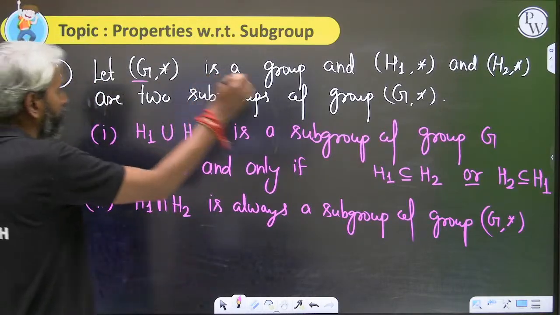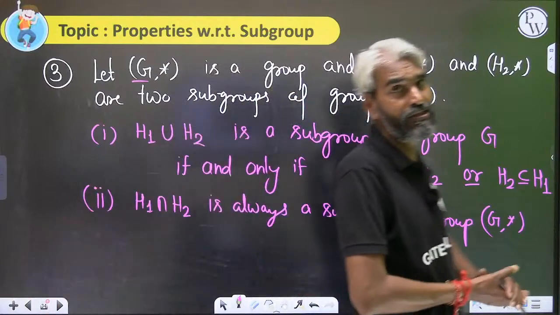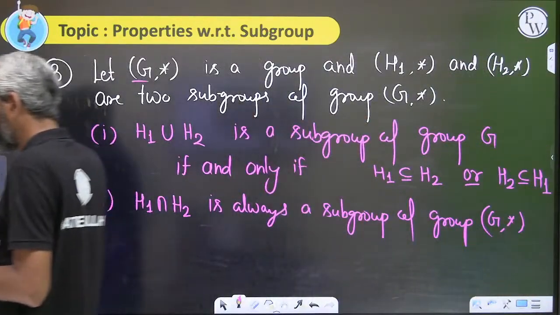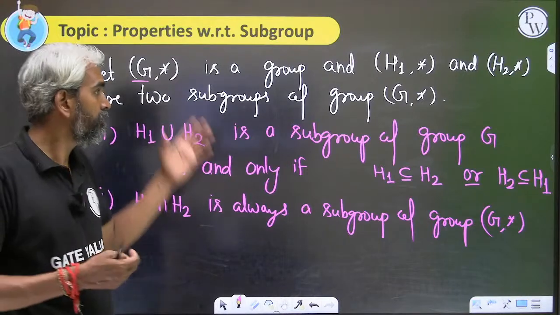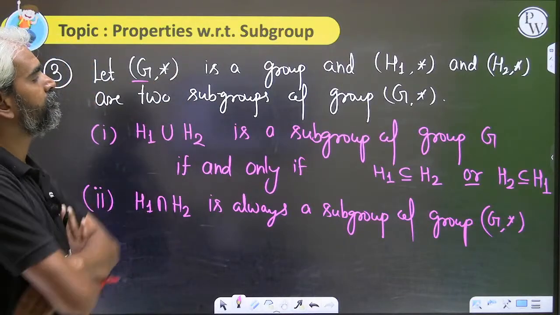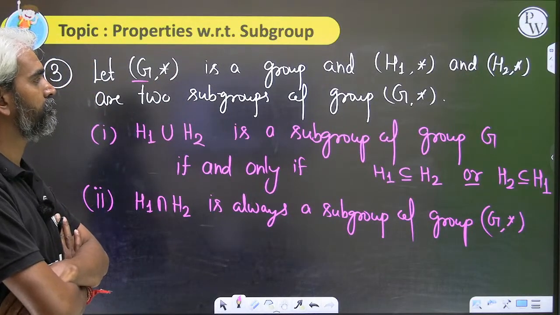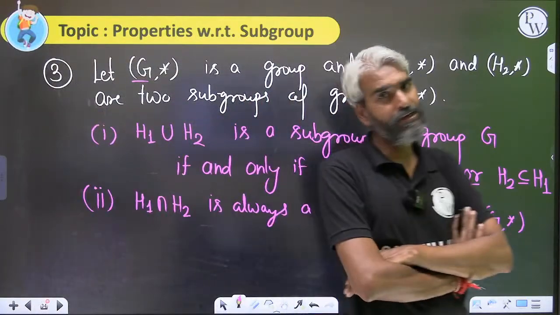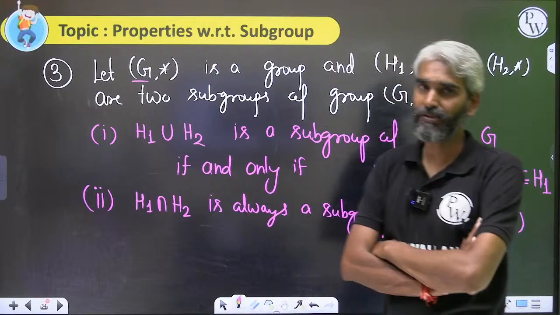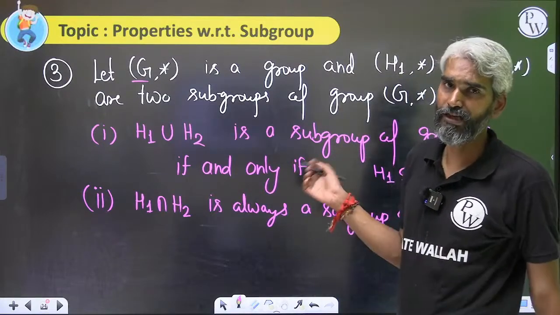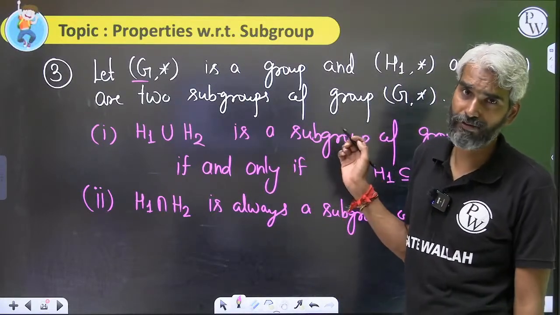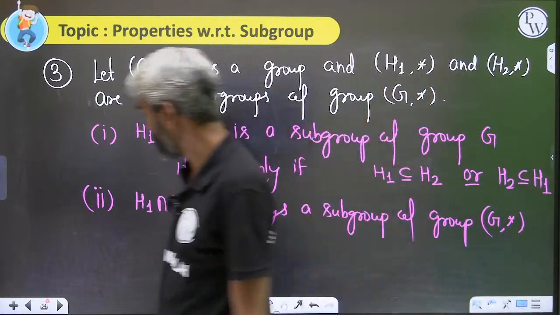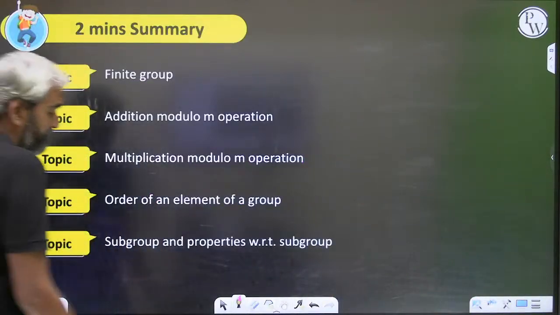Now the third one is with respect to union and intersection. If H1 and H2 are two subgroups, then H1 union H2 may or may not be a subgroup of group G. It will be a subgroup of group G if H1 is a subset of H2 or H2 is a subset of H1. But H1 intersection H2 is always a subgroup of G. Clear? So that will be all for this particular session.